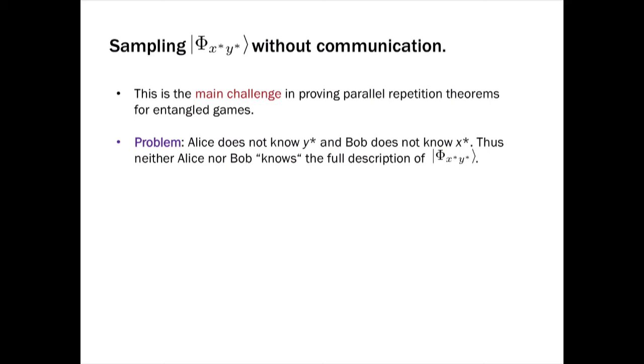So, okay, how do we define this advice state phi of x star and y star, and how do they sample it without communication? Okay, so this is the main challenge in proving quantum parallel repetition theorems. And the main problem is that this state depends on both x star and y star, right? And in non-trivial ways. So the main problem is that Alice doesn't know y star, right? Because she's not communicating with Bob. She doesn't see what input he gets. And Bob also doesn't know x star. So neither Alice nor Bob knows the full description of this advice state. Okay, so how can they possibly sample it?